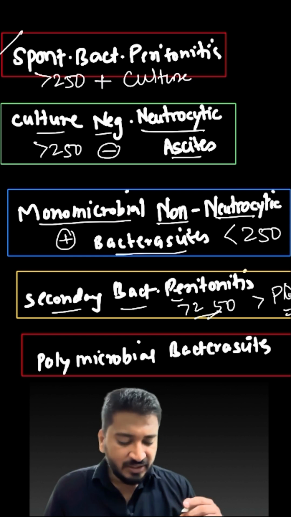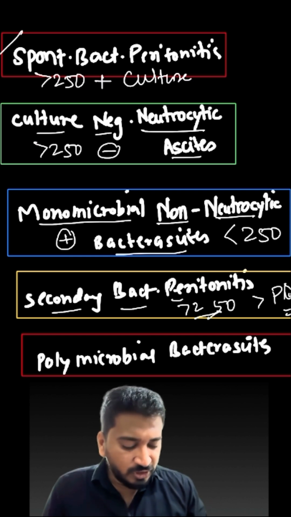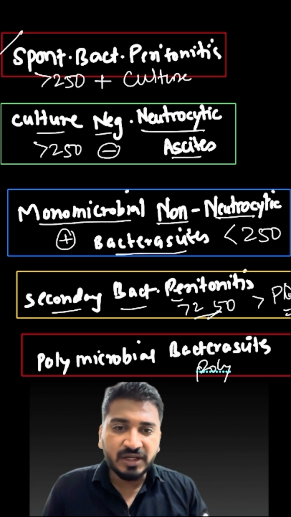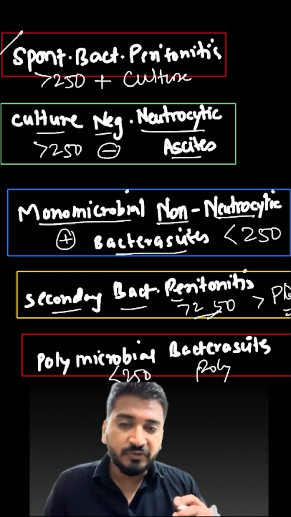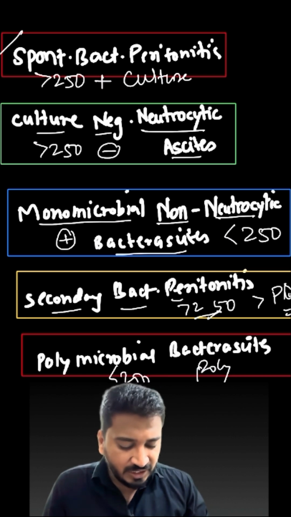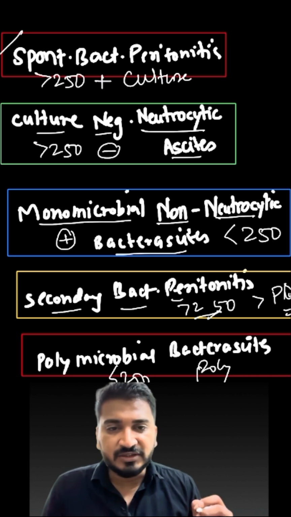And the last thing, if the culture is positive for polybacteria but the neutrophils are less than 250, then we call it polymicrobial bacterascites.